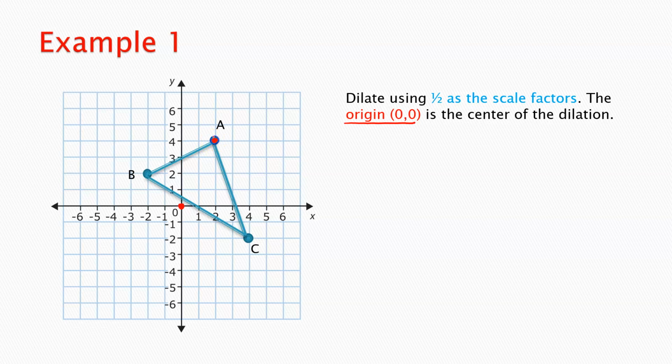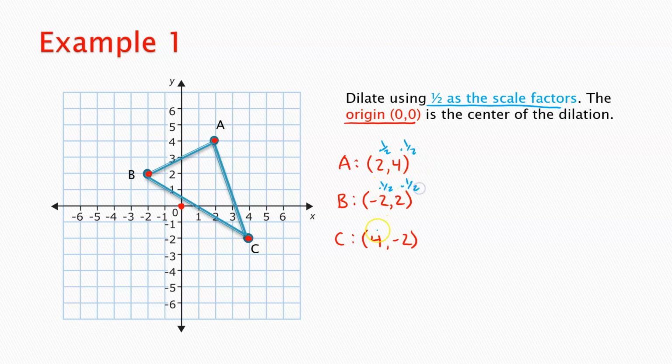So let's find the coordinates. Original A looks like it was (2, 4). B over here is at (-2, 2). And then C is down here at (4, -2). We're going to apply our scale factor of 1/2. That means you're going to multiply everything in here by half. Your X's and your Y's are all getting multiplied by 1/2.